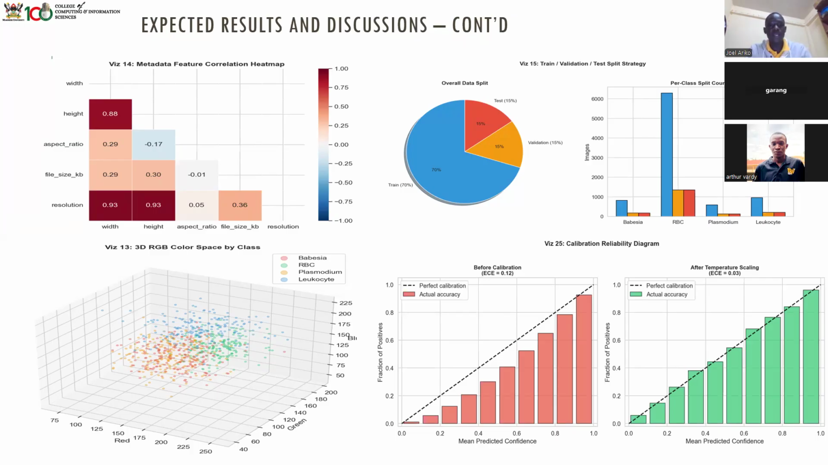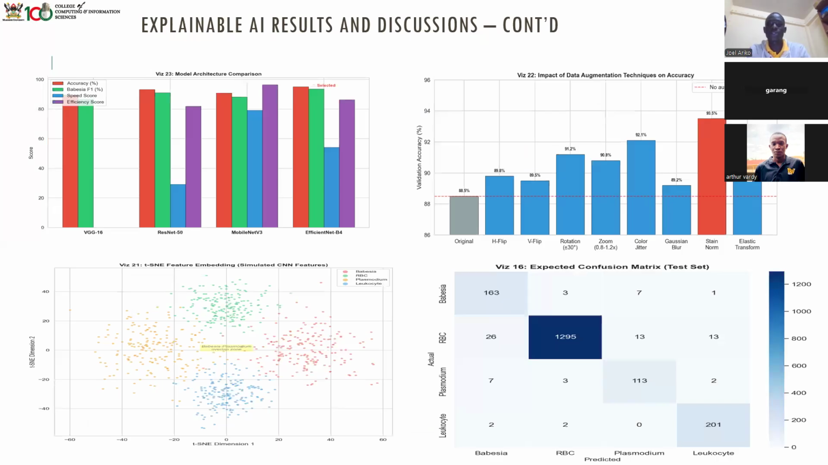Then we have also RGB color space by class, where you see we spread it. We scatter them. We also have to identify patterns in different classes in all data sets for this case actually.